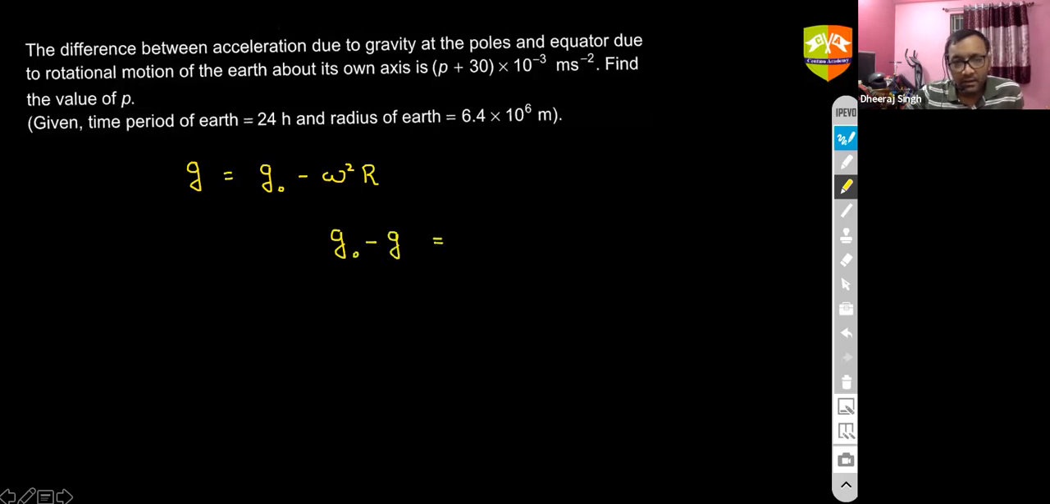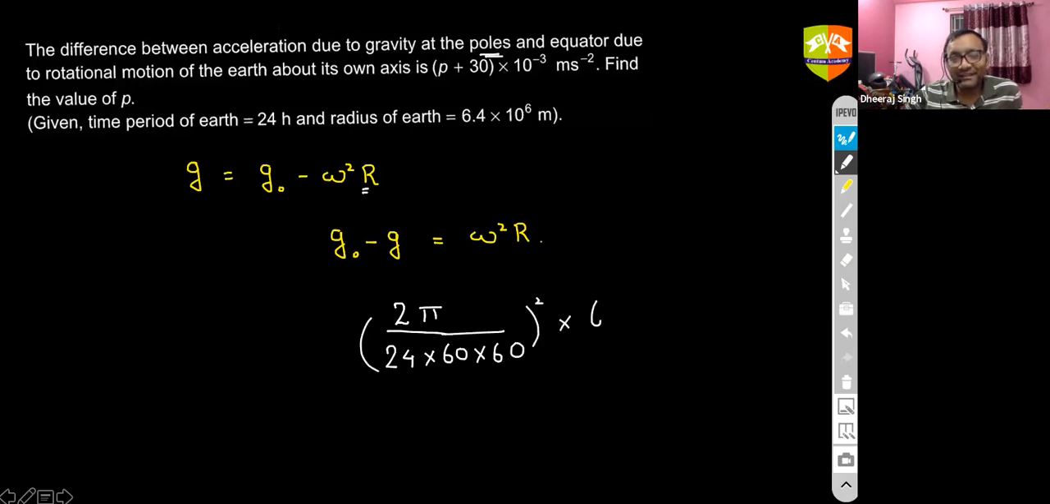Difference is omega square r. At the pole, radius of the revolution is zero. You are on the axis. Omega is 2 pi by time period. Time period is 24 hours, 60 minutes, 60 seconds. That is squared. Okay, calculation is tough, is it? What is pi square closest to? Pi square is like 10. So make it 10. So 4 into 10. So 6.4 into 10 to the power 6.